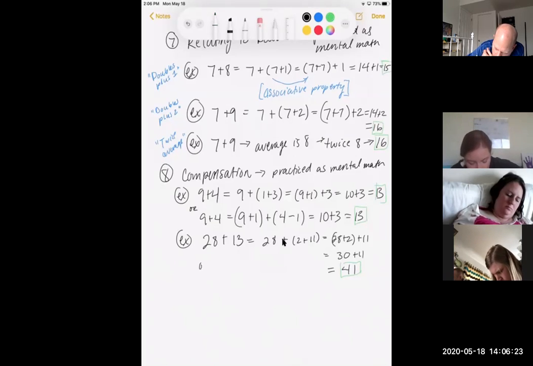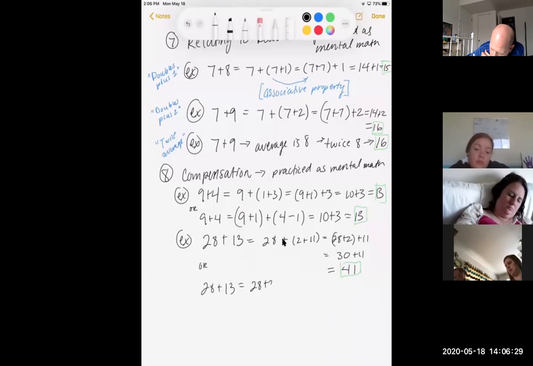Okay, or we can do it the other way, slightly different. 28 plus 13 is equal to 28 plus 2, which I want to just add together. Compensation, I take 2 off of my 13 to maintain the addition, the putting together. I need to have the same answer. And so I have 30 plus 11 is equal to 41.